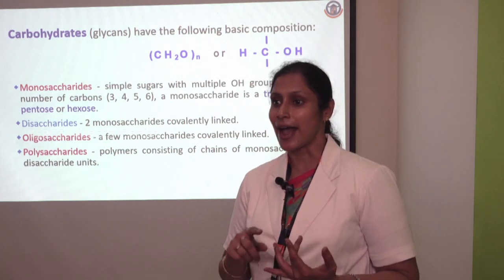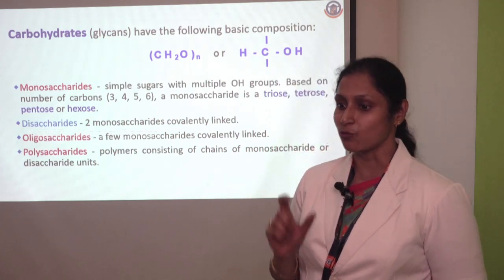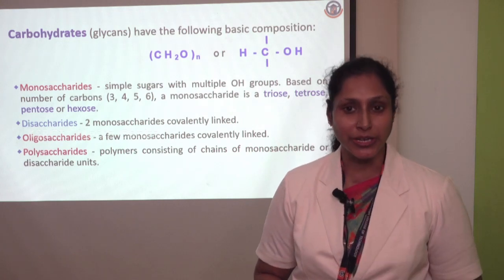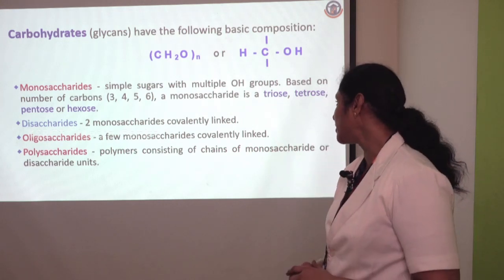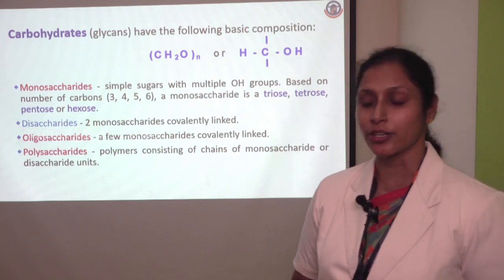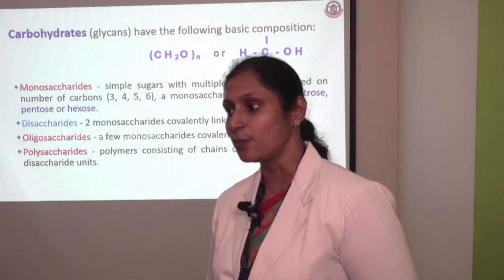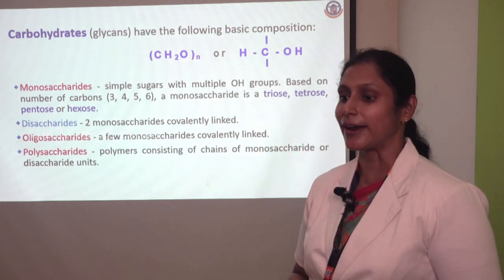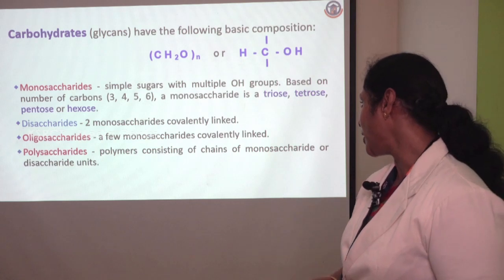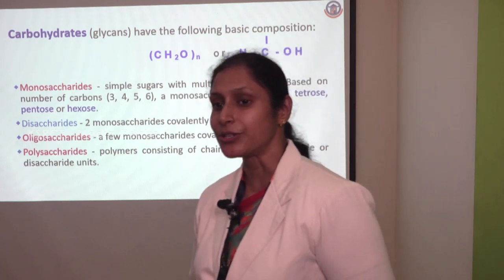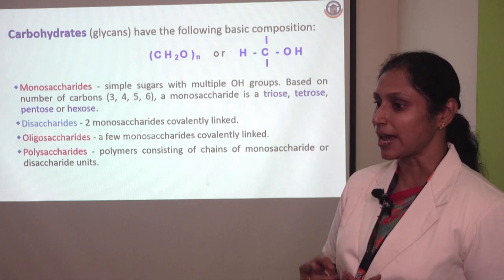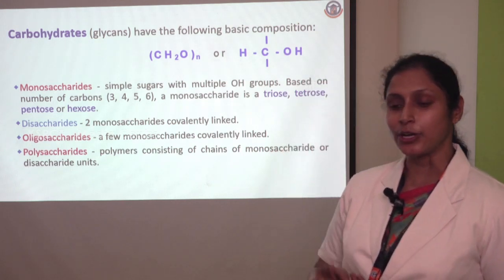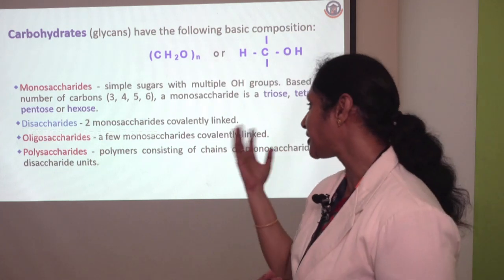Monosaccharide, as the name implies, mono means one, so it contains a single sugar unit which has multiple OH groups. It is not an alcoholic group, it is a hydroxyl group. Based on the number of carbon atoms, monosaccharides are classified into trioses, tetroses, pentoses and hexoses. Trioses contain 3 carbon atoms, tetroses 4, pentoses 5 and hexoses 6 carbon atoms.